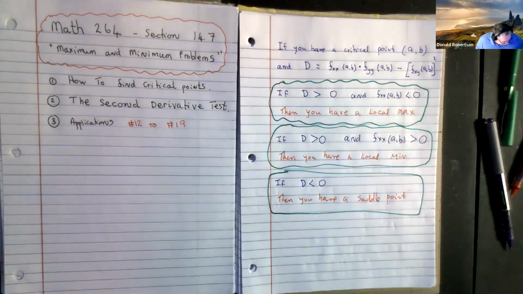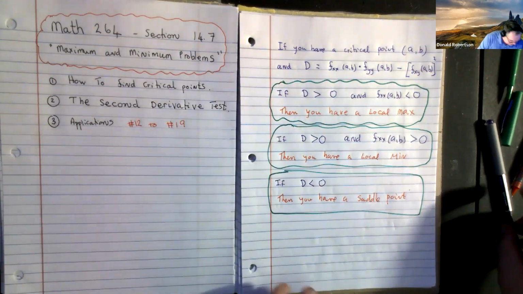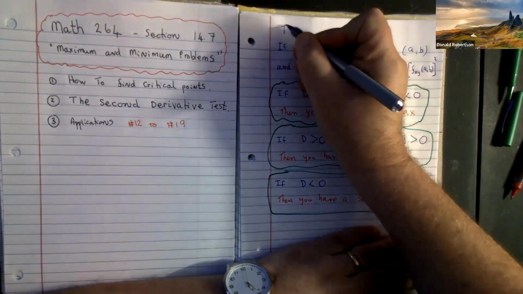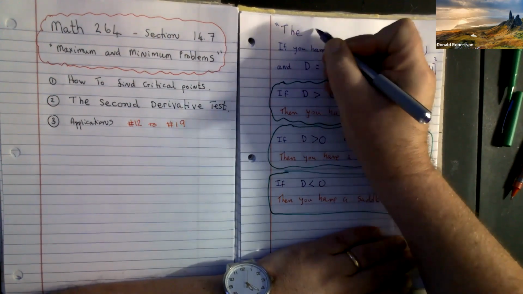And if D equals 0, scream profusely and throw things at the computer screen. Because if D equals 0, it means we do not know what the heck is going on. It could be a max, it could be a min, it could be who knows. It could just be a flat plane for all we know. And the test is inconclusive. This test is called the second derivative test.